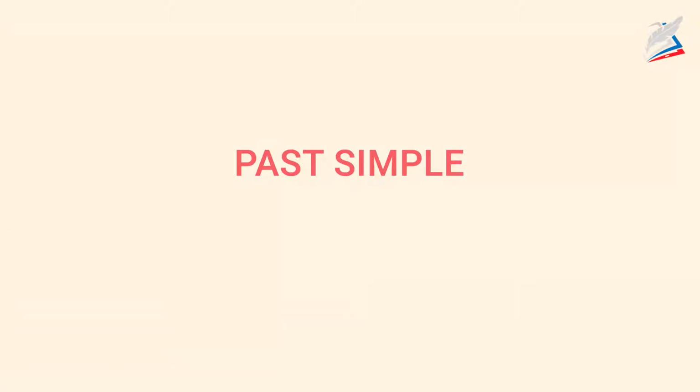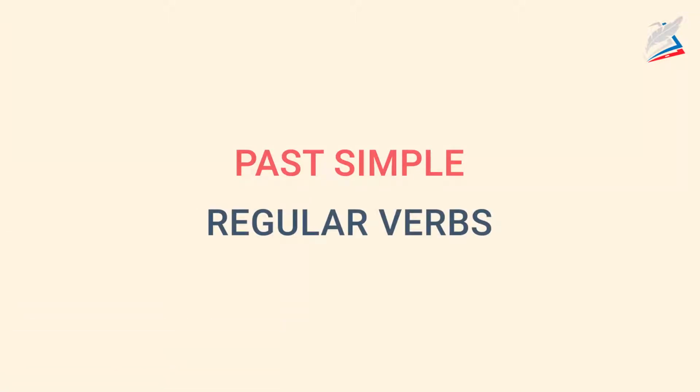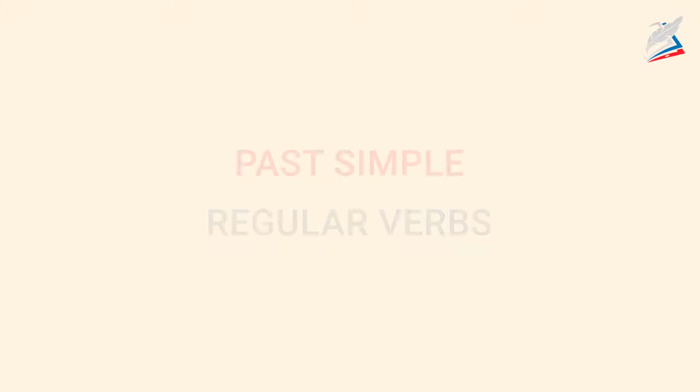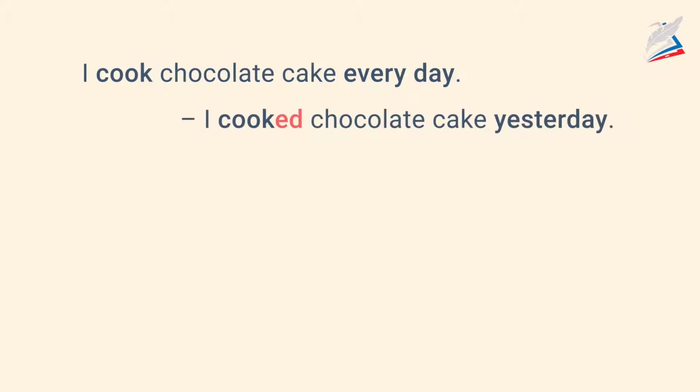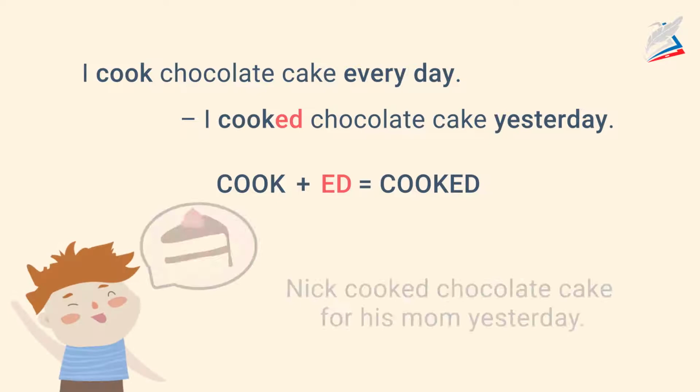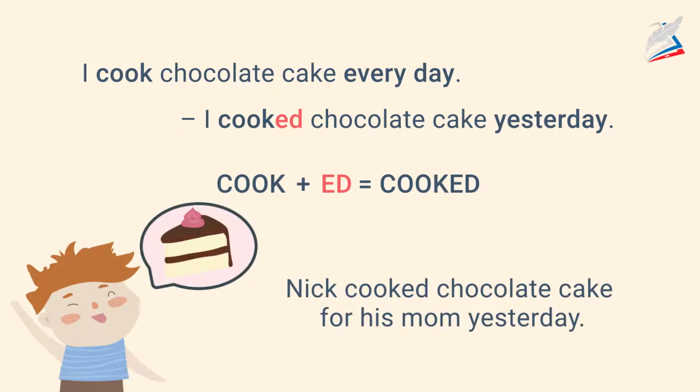Past simple. Regular verbs. You use past simple when you speak about the past actions. I cook chocolate cake every day. I cooked chocolate cake yesterday. Cook plus ed, cooked. Nick cooked chocolate cake for his mom yesterday.